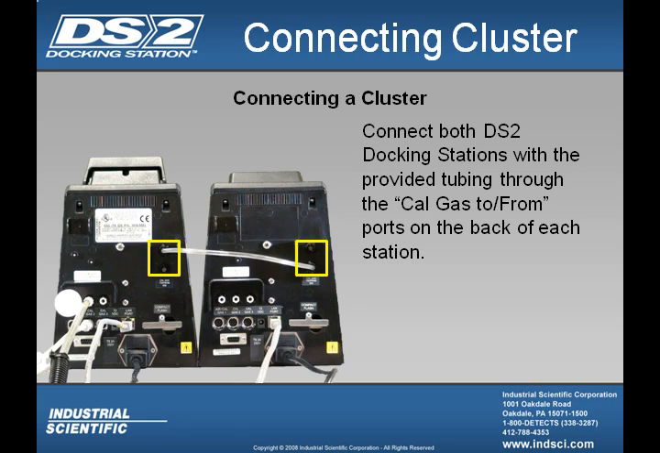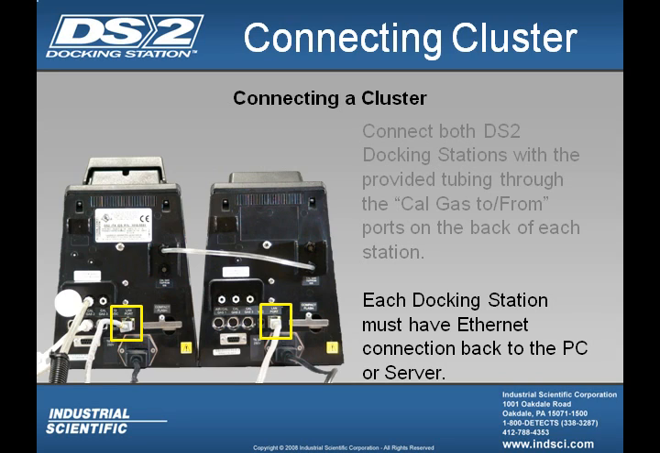The first thing we have to do when clustering 2 DS2s together is, with the provided tubing, connect it to the Cal Gas to and from ports on the back of each of your docking stations. In this example, you'll see that on the far left we have the gas out from the top going to the gas in on the bottom.